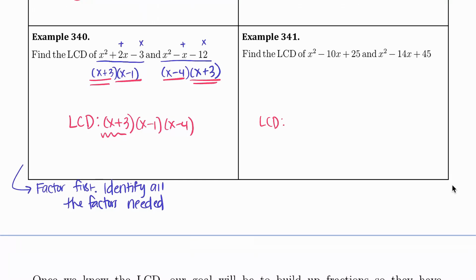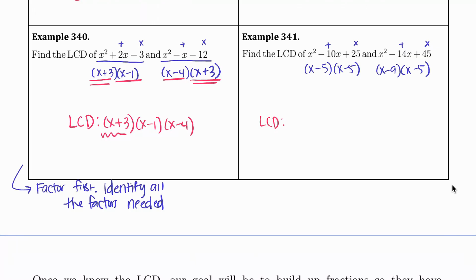This one right here: multiply to give me 25, add to give me negative 10. We've got x minus 5 times x minus 5, or x minus 5 squared. You can write it either way. Multiply to give me 45, add to give me 14. We're going to have x minus 9, x minus 5.